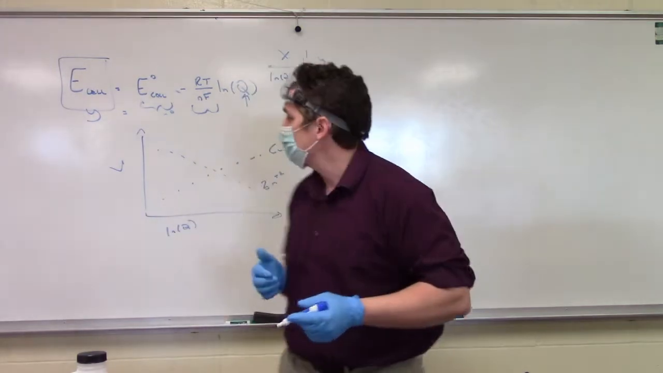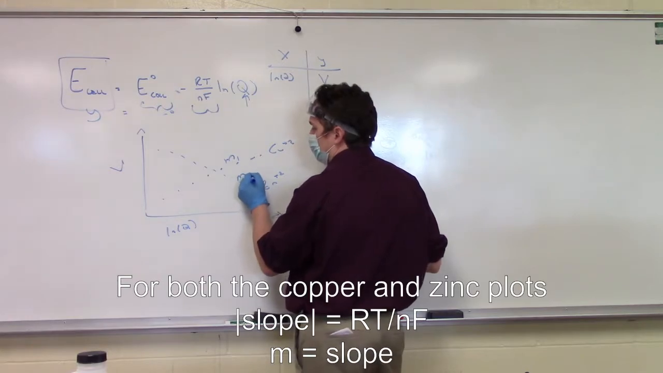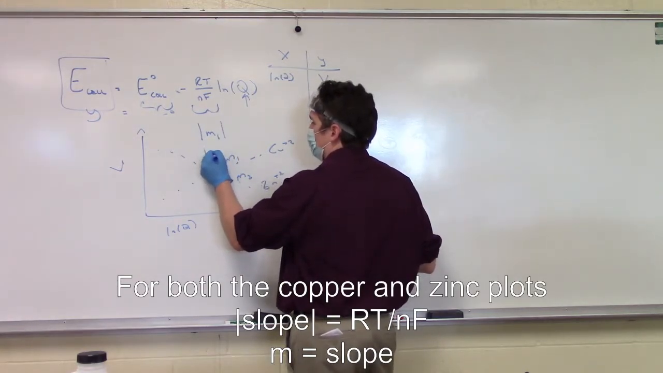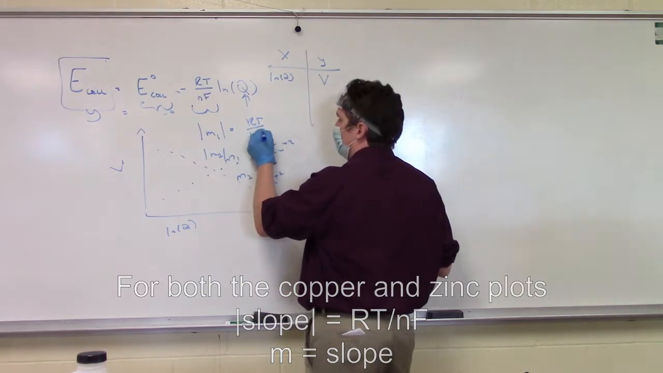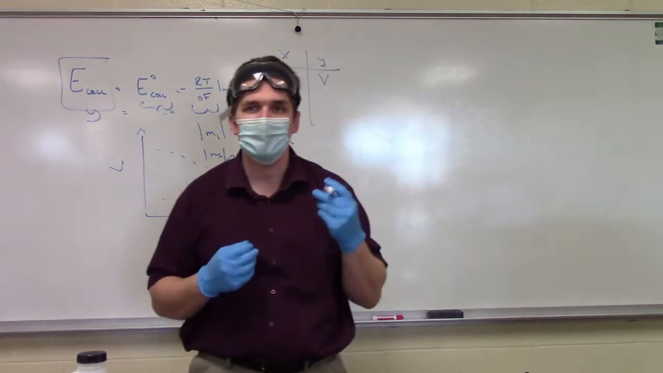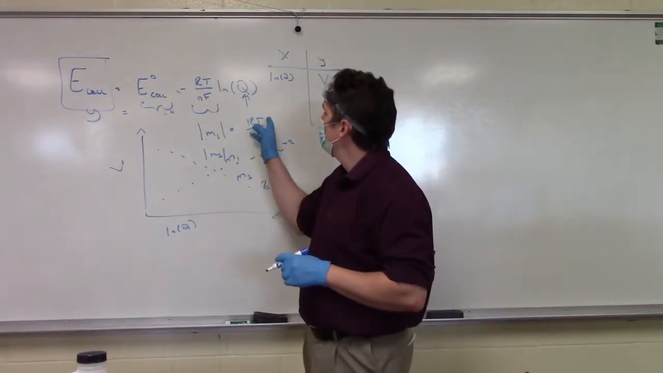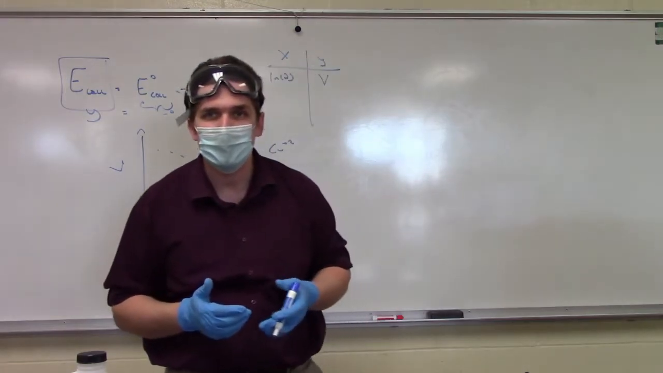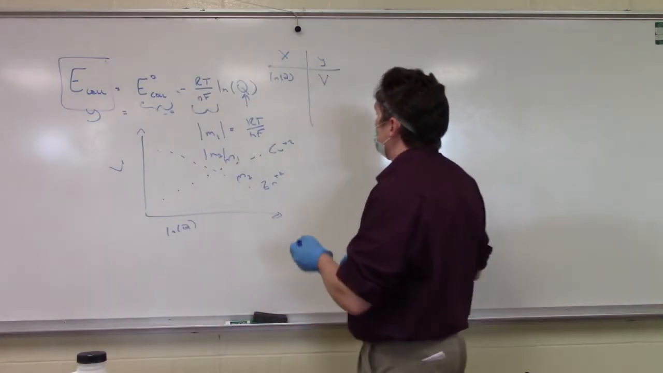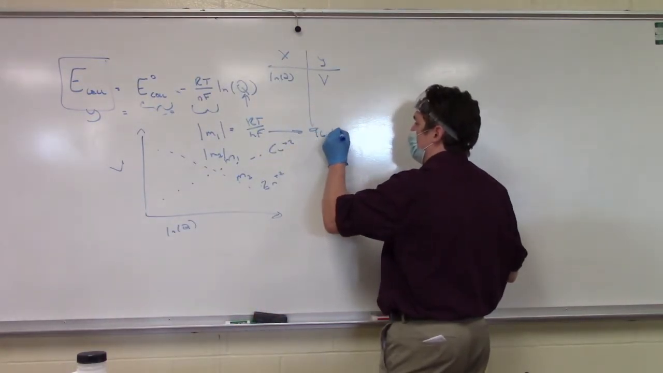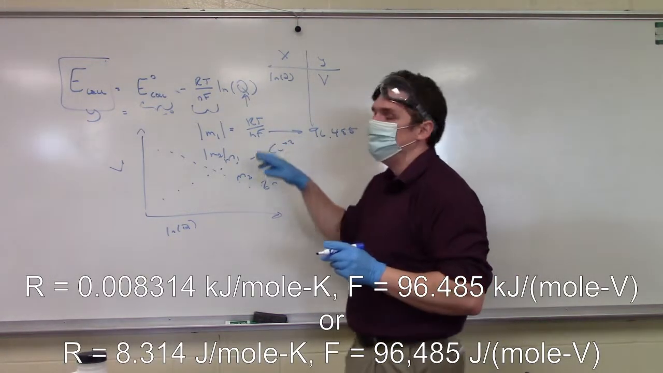But in both cases, the absolute value of the slope, so let's call this slope 1, slope 2, the absolute value of both slopes is equal to RT over NF. Now R here is your ideal gas constant, 0.008314 kilojoules per mole Kelvin. Temperature here is going to be whatever temperature you take the measurement at. Keep in mind, since we've got R in there, it's got to be in Kelvin. F here is Faraday's constant. F is 96.485. And N here is your number of electrons.